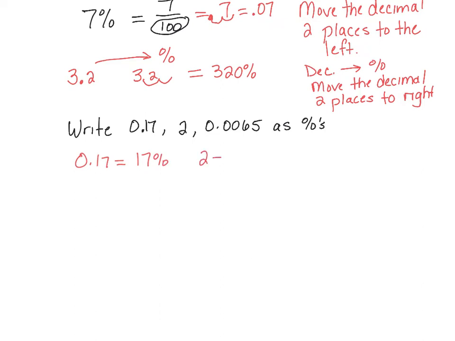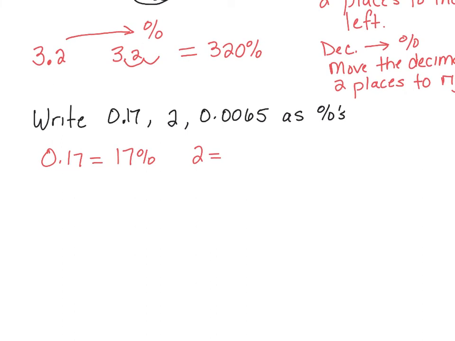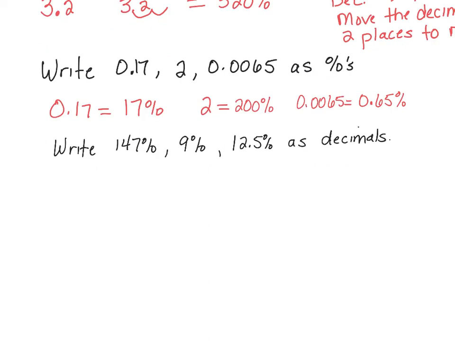How do you write 2 as a percent? Hannah? 200%. And how do we write 0.0065 as a percent? How do you write that one as a percent? Ava? 0.65%.